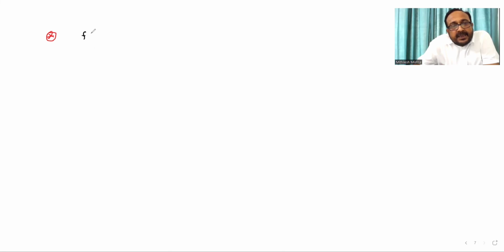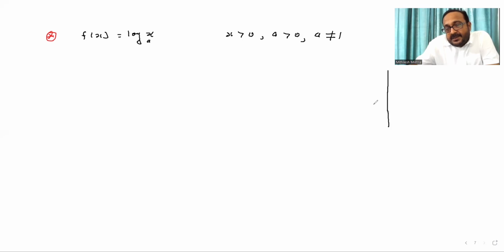Suppose f(x) is a logarithmic function, log x to the base a. As you know from the graph of log, x must be greater than 0, a must be greater than 0, and a should not be equal to 1. And as in the graph of log, suppose a is greater than 1, the graph of log comes in this way. So the range will be minus infinity to infinity.